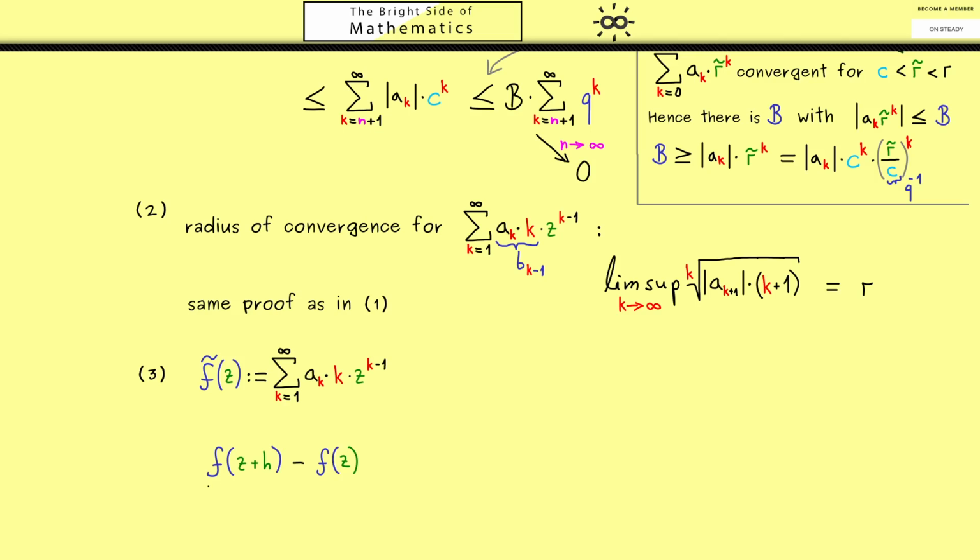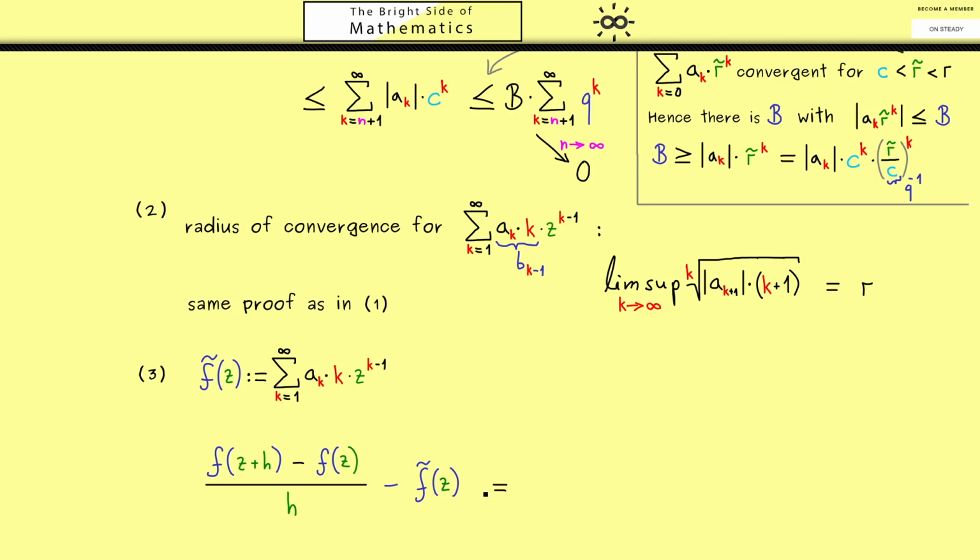This can be written as f of z plus h minus f of z divided by h. Obviously, here h is also a complex number, and in the limit h to 0, we get f prime of z. For this reason, a good idea would be to subtract f tilde of z. Then the thing we want to show is that this term here goes to 0 when h goes to 0. And of course, in order to do this, we also will use a triangle inequality.